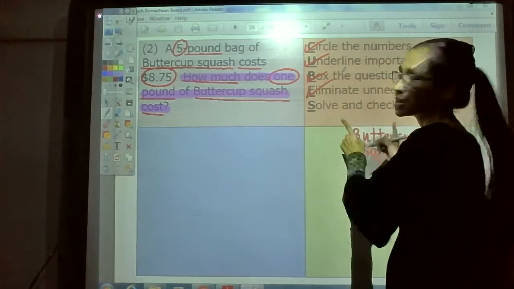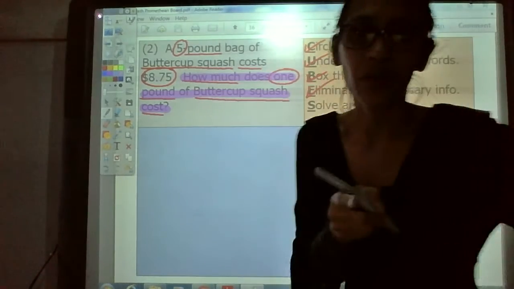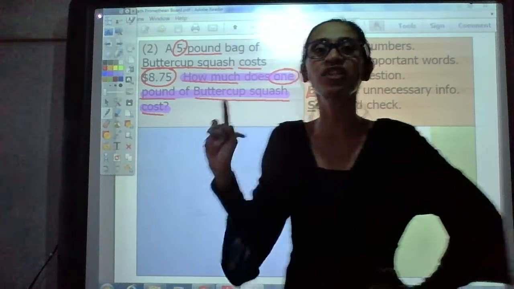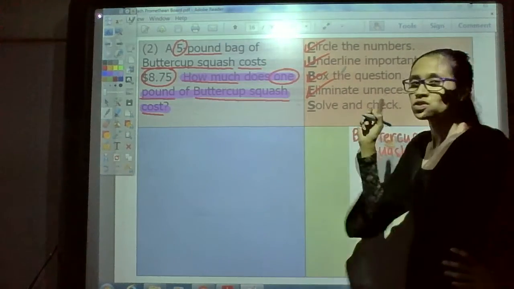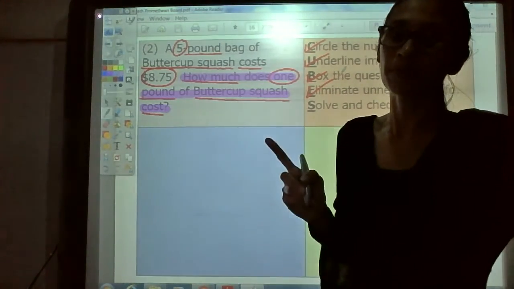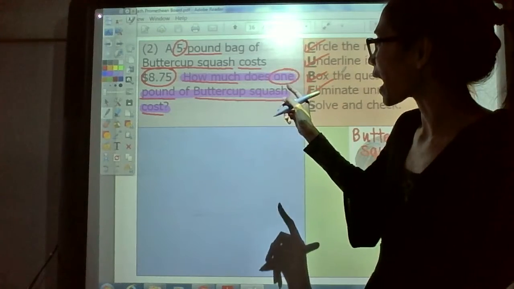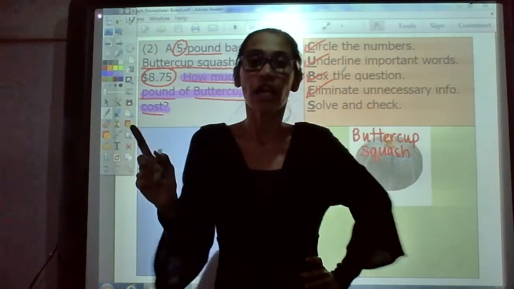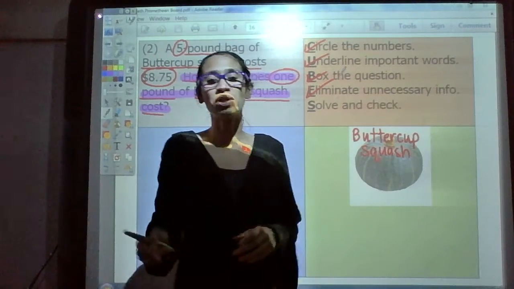And the next step is the last step, the S step, is to solve and check. Let's think about it to solve this problem. A 5-pound bag of buttercup squash costs $8.75. Imagine, we are going to buy this in a bag.